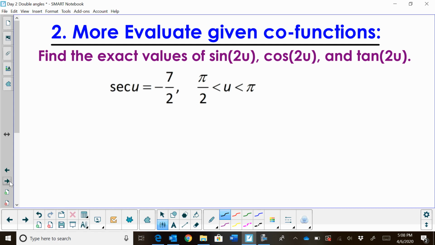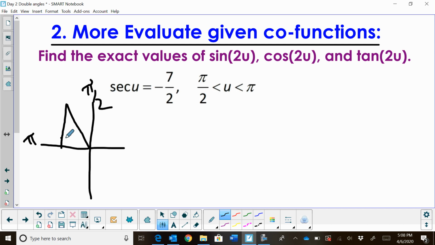Okay, so let's look at one more example of this type of evaluating. You're going to do this with secant. Now, secant's not one of our 3 main trig functions. It's a cofunction, so you have to work with it a little bit more. So we've got secant u is negative 7/2, and we're in the interval pi halves to pi. That means we're in quadrant 2. So we know this is pi halves, and we know this is pi. So we're in quadrant 2, so let's draw our secant triangle.